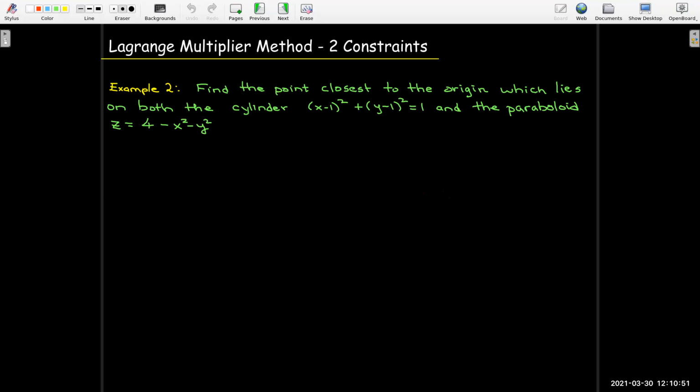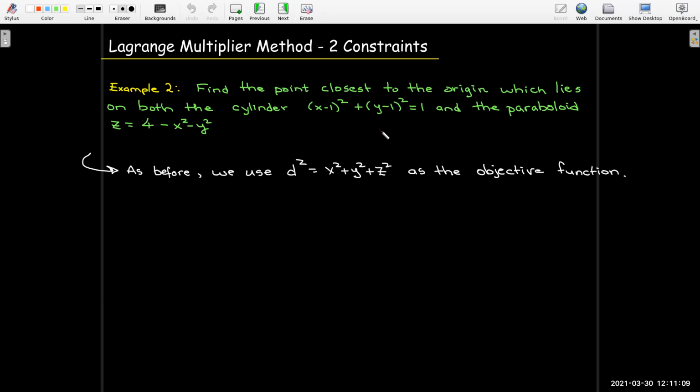So I have a cylinder. This happens to be a circular cylinder. It's centered at (1, 1), and a paraboloid. And I'd like to find a point which is on both of those surfaces that is closest to the origin.